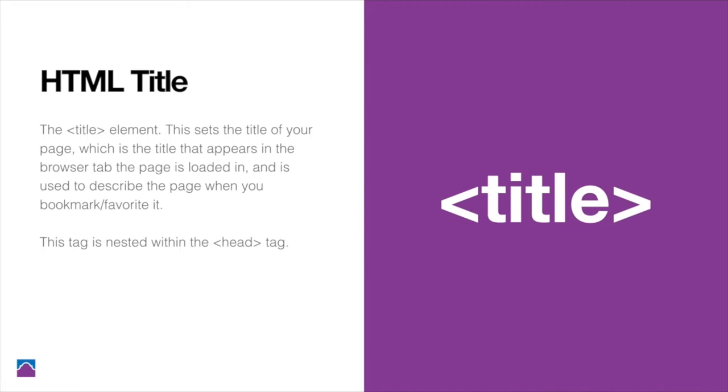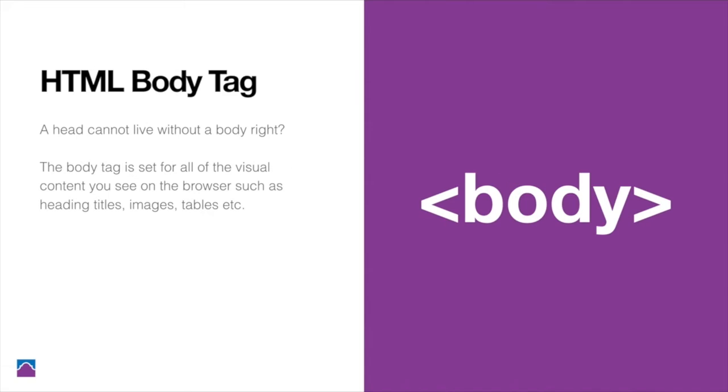Then you have the title tag that's within the head tag, which sets the title of your page, which appears in the browser tab when the page is loaded, and is used to describe the page when you bookmark or favorite it. Also, when Google crawls your website, it uses that title tag. The body tag is basically all the visual content. Everything you see within the browser window is what is inside the body tag.